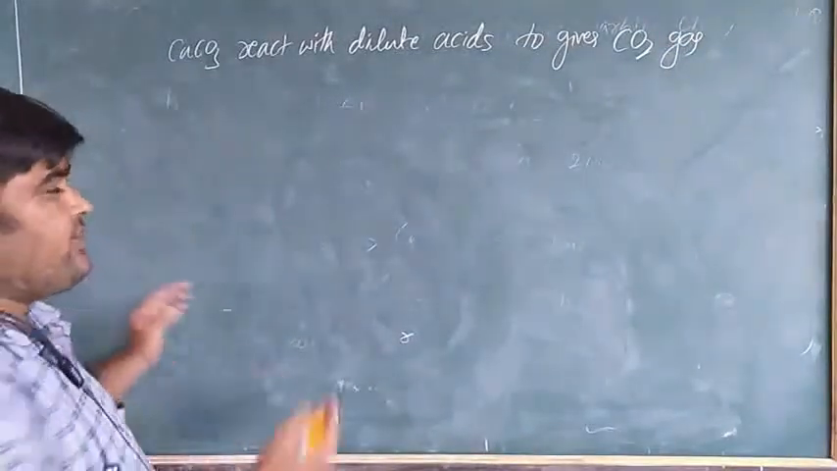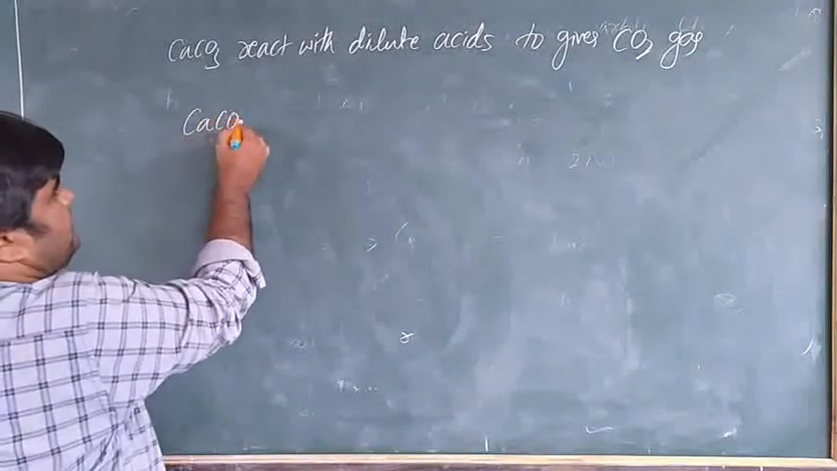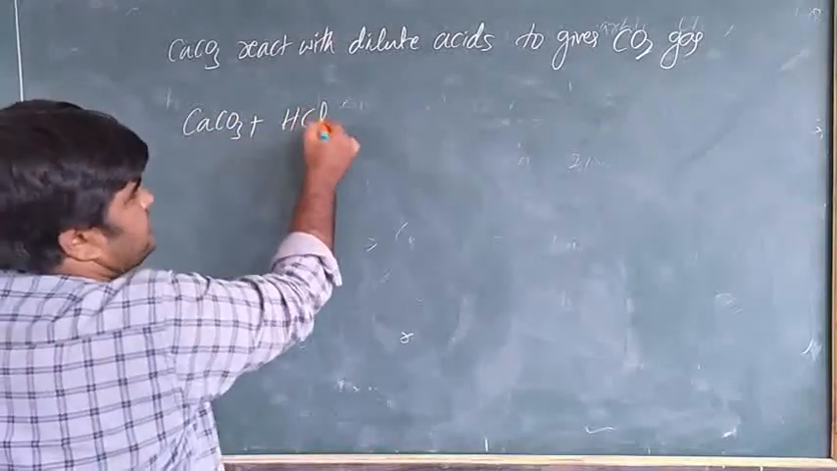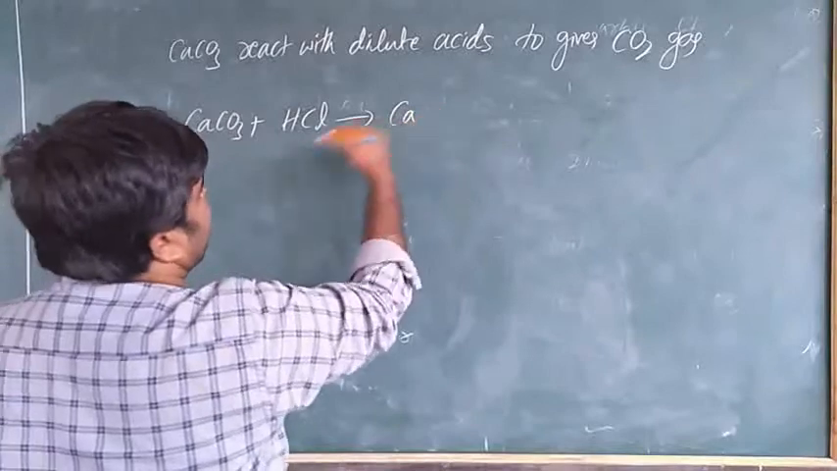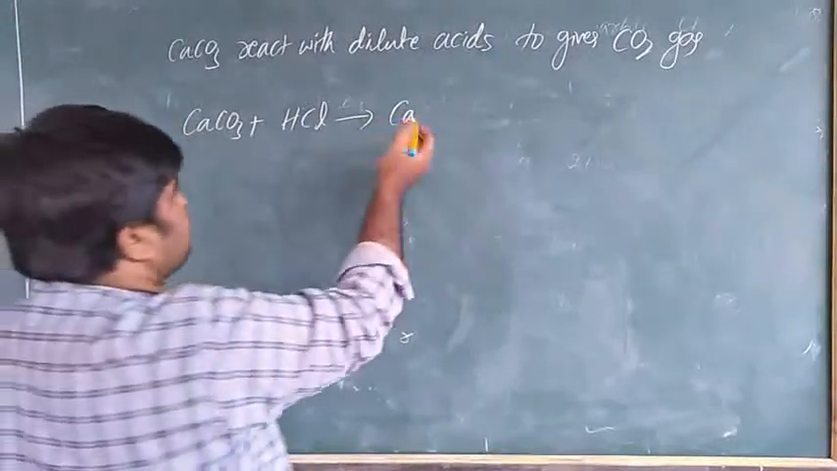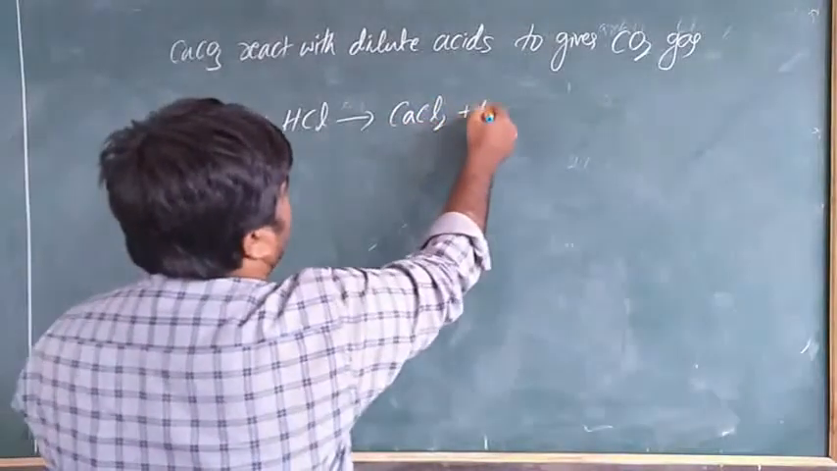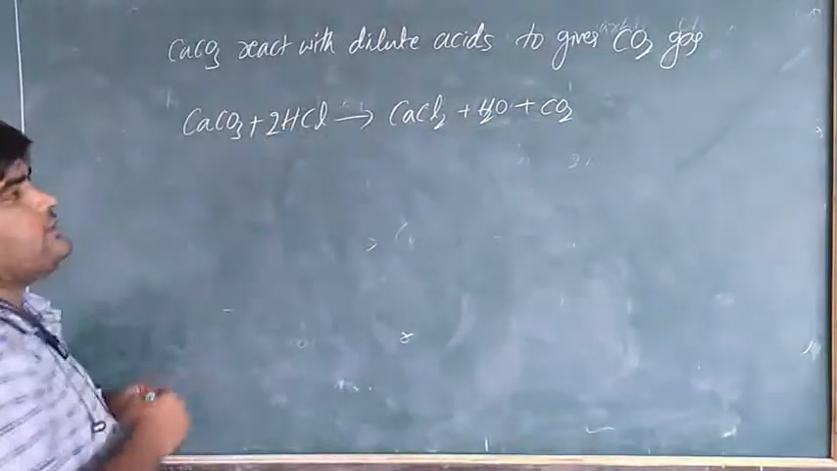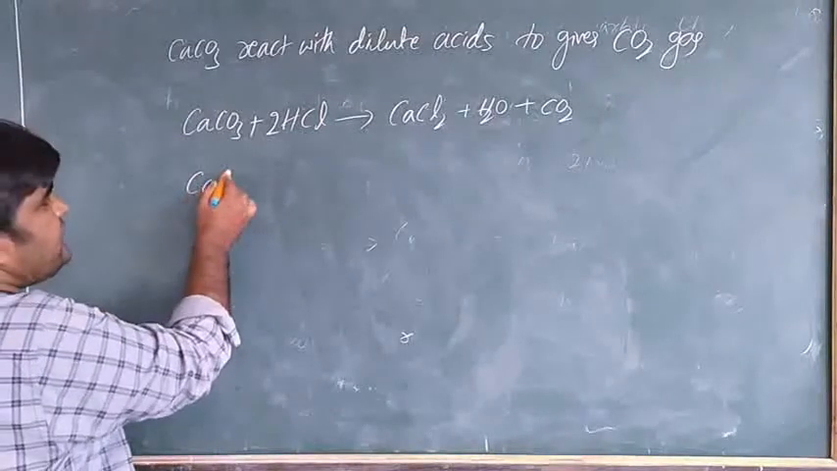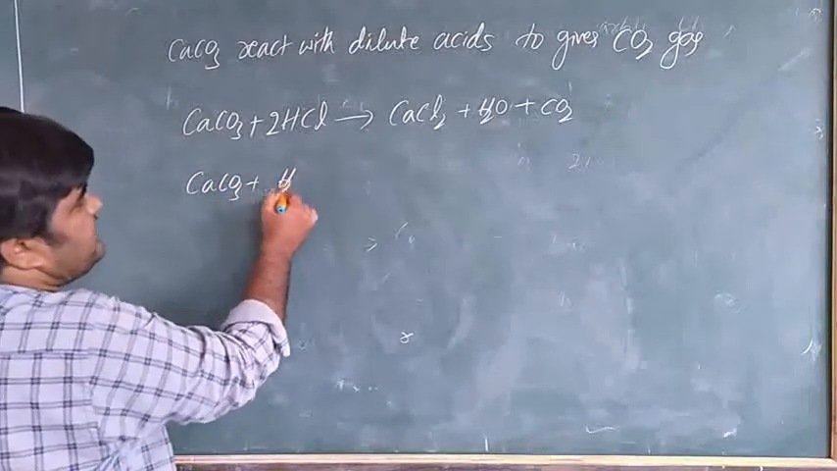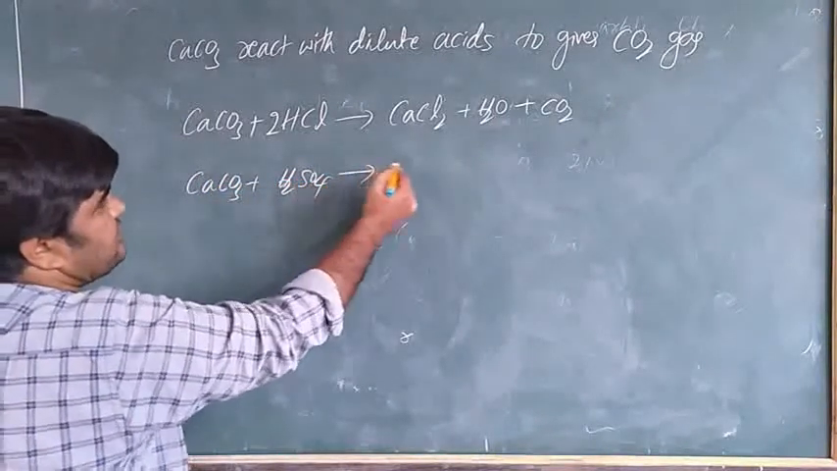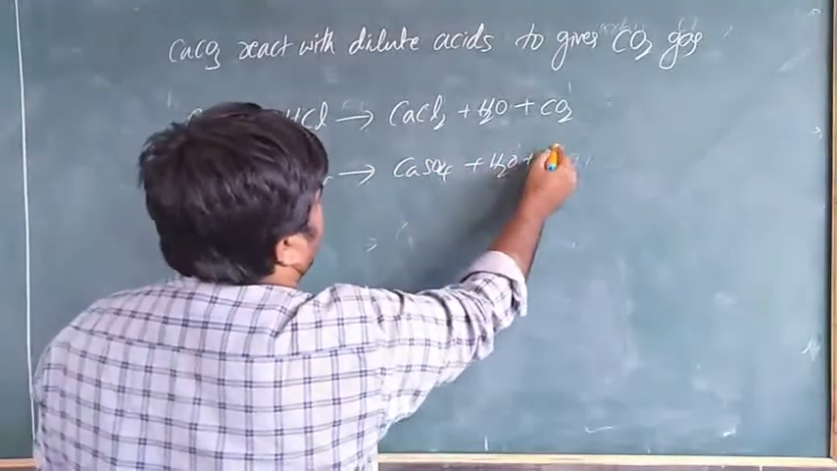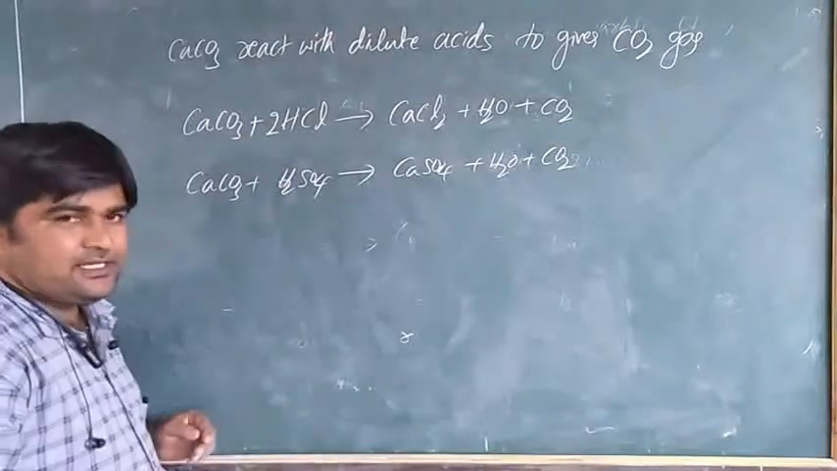Is it clear? For example, calcium carbonate reacts with dilute acid, for example hydrochloric acid, to form calcium chloride, water and carbon dioxide. And the same calcium carbonate reacts with dilute sulfuric acid to form calcium sulfate, water and carbon dioxide.